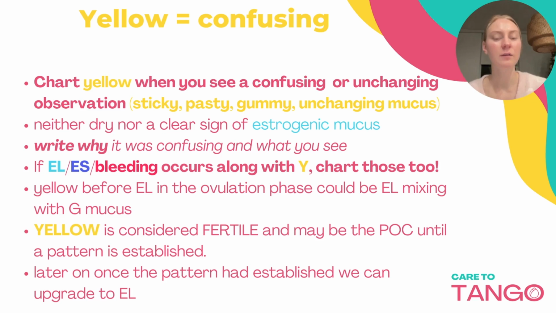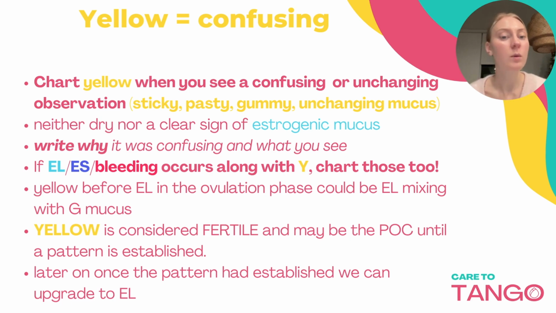And yellow is our confusing observation. So you can chart yellow when you see a confusing or unchanging observation, so if you see sticky, pasty, gummy, or that unchanging mucus. Let's say that you're getting something that you just don't really recognize and it keeps coming every single day for you. So that's unchanging, like it's been a week and you're still seeing that, then you can write yellow, and perhaps we need to see if there's some sort of infection, or maybe we're just unclear on what we're looking for. So it's neither a dry nor a clear sign of estrogenic mucus.